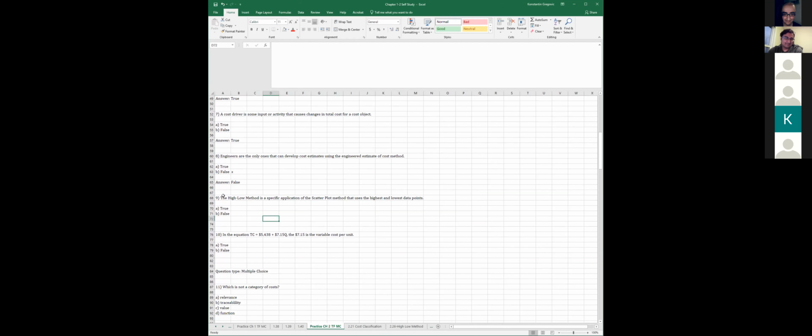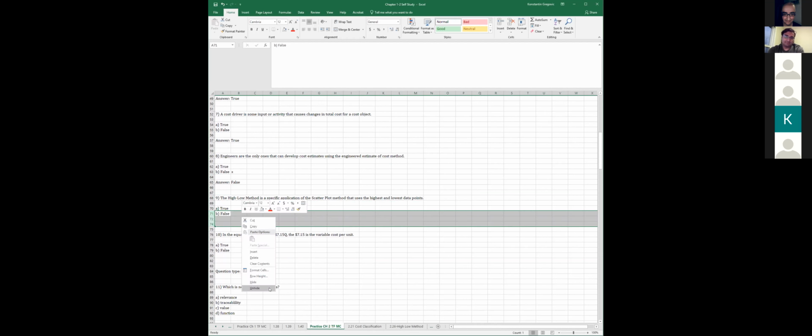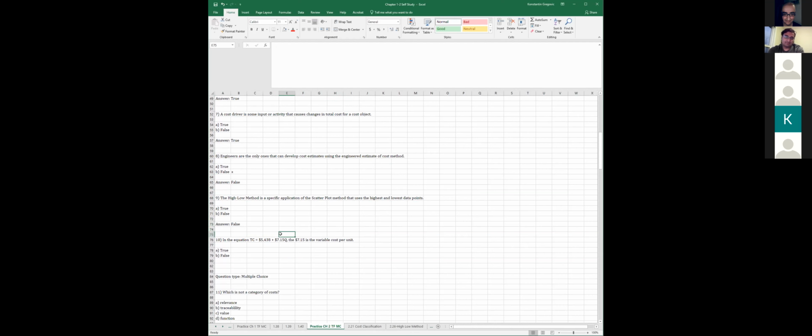False. Okay. High-low method is a specific application of scatter plot method that uses the highest and lowest data points. And we're going to talk about high-low. True. So make sure you guys know how to do a high-low method for the quiz next week.